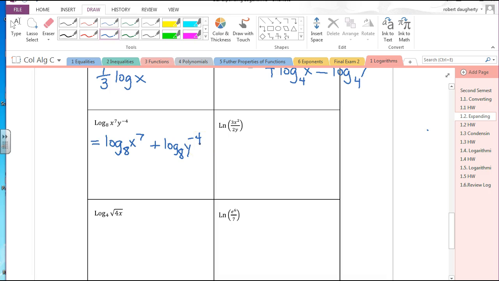Now I have the log of something to a power. How do I simplify this first one? Yeah, that's 7 times the log base 8 of x. And then what? Yeah, minus 4 times the log base 8 of y.